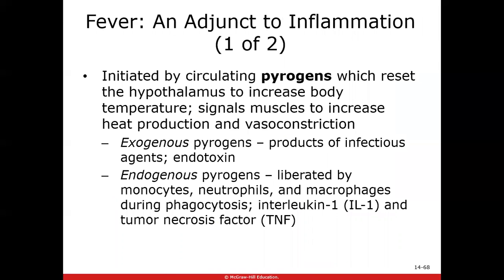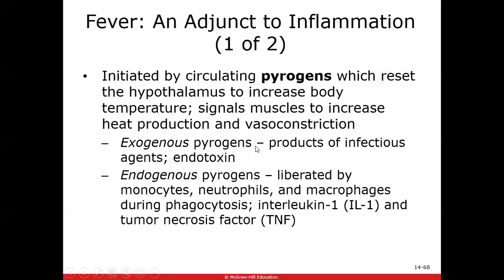So fever is an adjunct to inflammation. Fever is initiated by circulating pyrogens. Pyrogens actually reset the hypothalamus to increase the body temperature. This signals muscles to increase heat production and vasoconstriction. And you have exogenous pyrogens. Exogenous means outside of, so it begins outside of our own body.